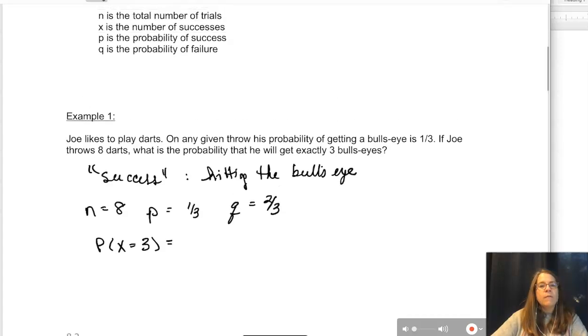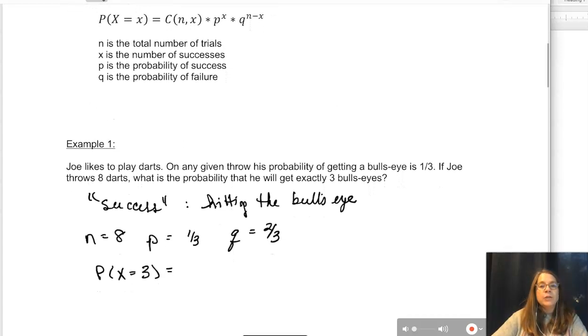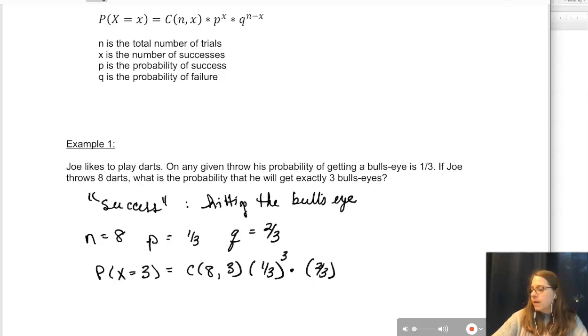So according to the formula that's above, we want to do a combination of 8 trials. We will choose 3 of them to be successful. The probability of success is 1/3. We want that to happen 3 times. Times the probability of failure, which is where he does not hit the bullseye. And that will happen 8 minus 3, or just 5 times. So he throws the darts 8 times. We want to find the chances that he gets 3 hits and 5 misses.